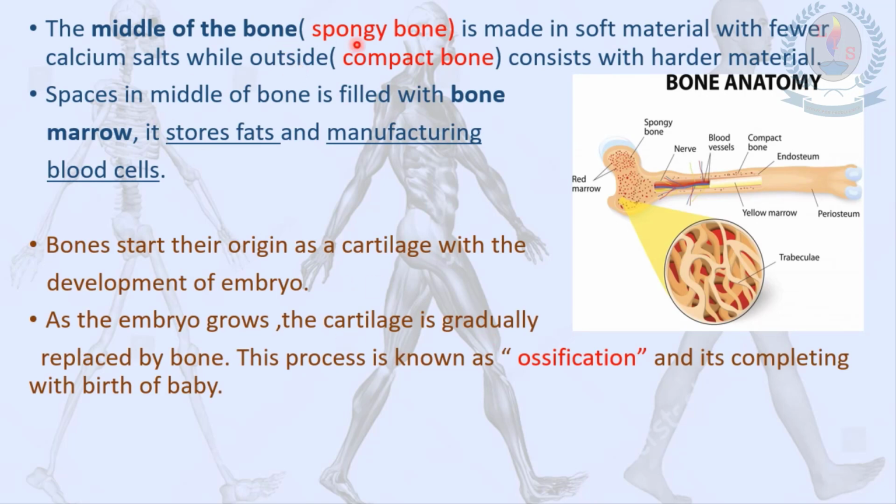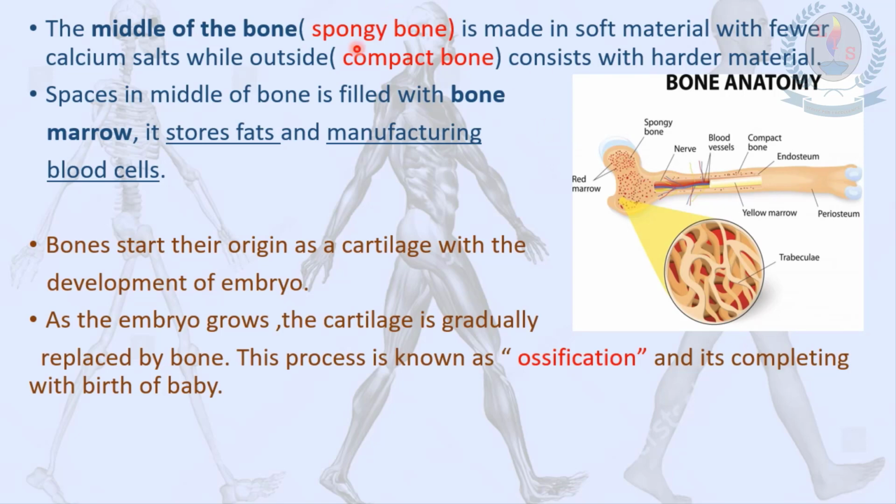The middle of the bone, that means spongy bone, is made of a soft material with fewer calcium salts, while the outside of the bone consists of the harder material. If it is a harder material, there should be a higher concentration of calcium phosphate salt than in the softer material, right? Here this middle area is much softer than the outer area. The outer area consists of the compact bone, the middle area consists of the spongy bone.